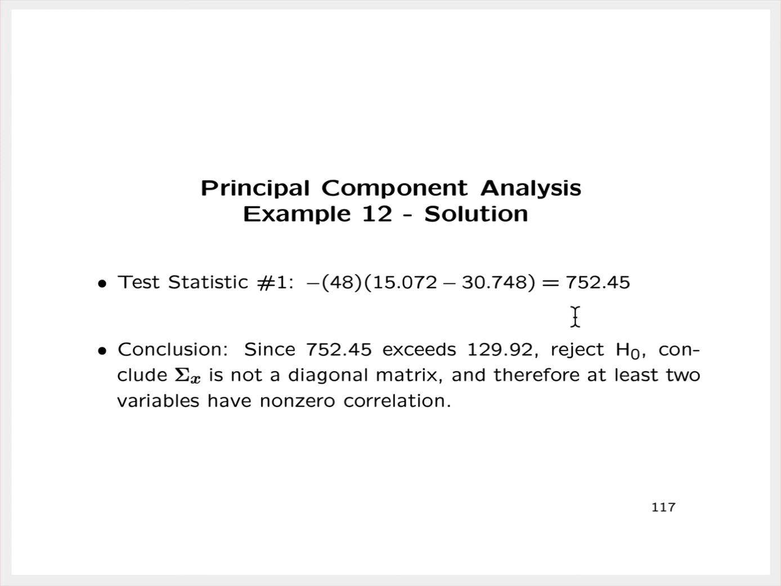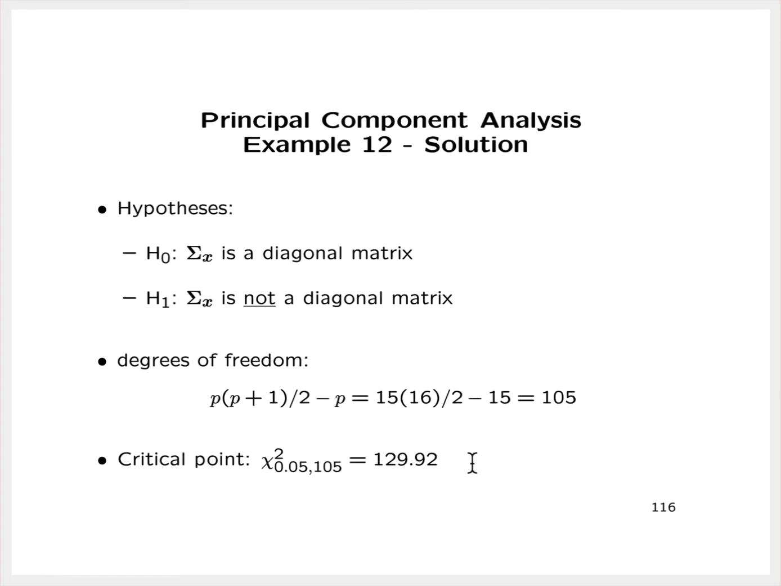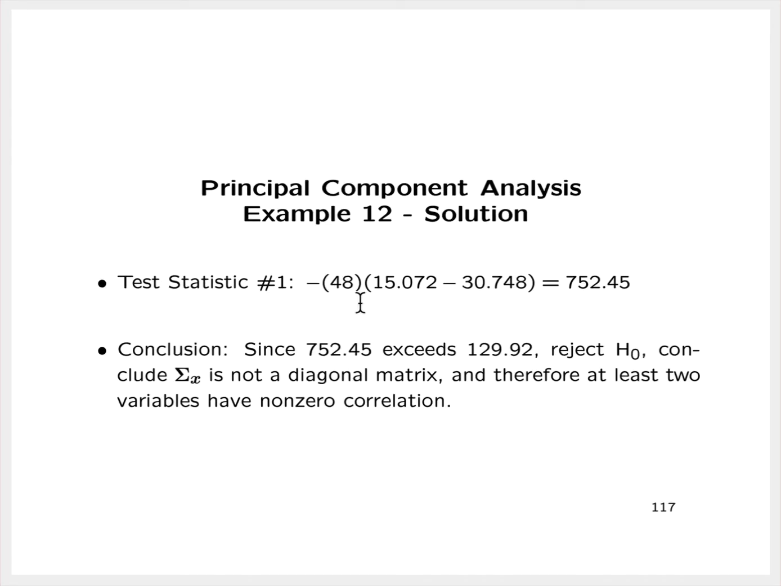And so the value of the test statistic using test statistic 1 is 752.45. And again, the critical point for this test is 129.92. Since 752.45 exceeds 129.92, that leads us to reject the null hypothesis and conclude that the covariance matrix is not a diagonal matrix. In other words, at least two of the 15 response variables have a non-zero covariance and therefore a non-zero correlation. And again, we're doing this test at the 0.05 level of significance.